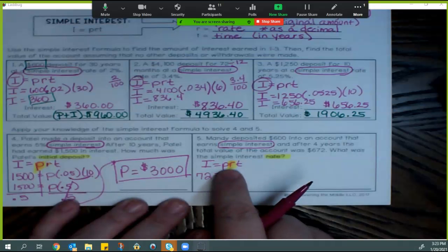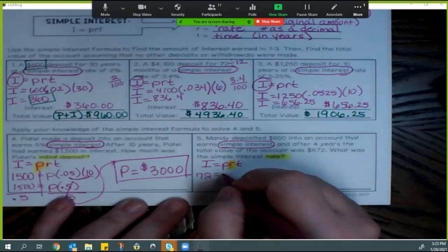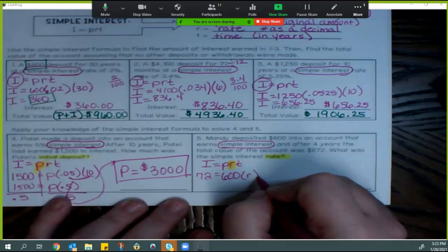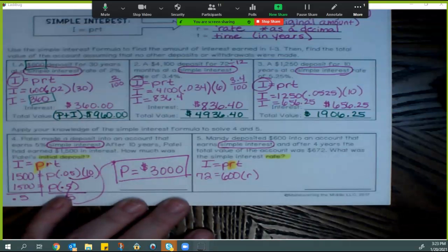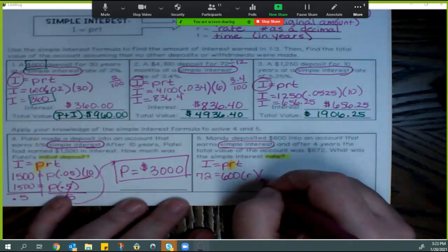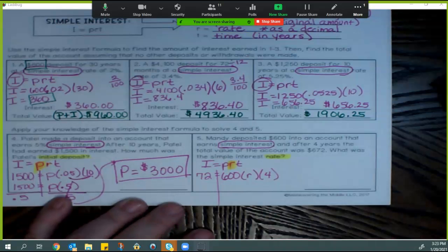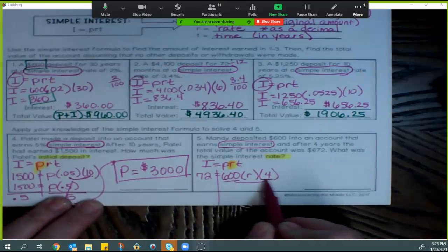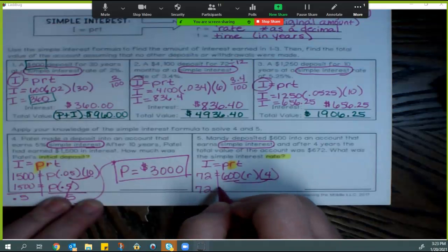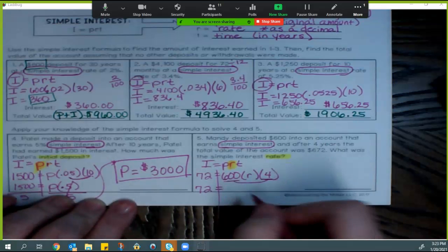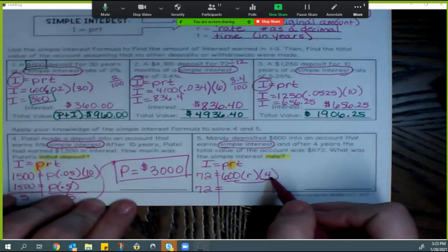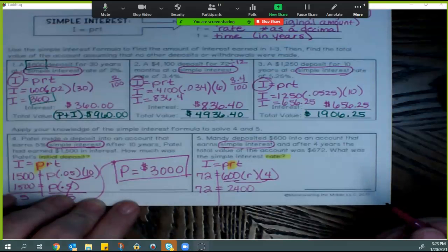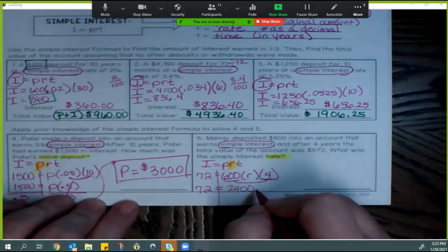All right, what was my principal? What did I start with? 600 times the rate. I don't know it. That's what I'm looking for. Times how many years? 4 years. Again, it's like an equation. But I need to simplify my 600 and 4 first. So 72 is equal to, what is 600 times 4? 2,400. You got it. 2,400 times R.